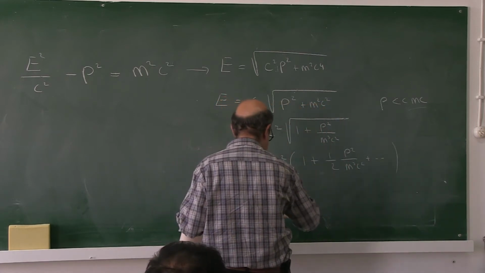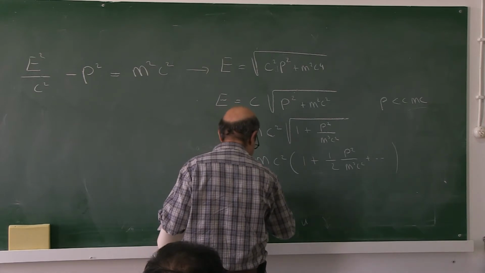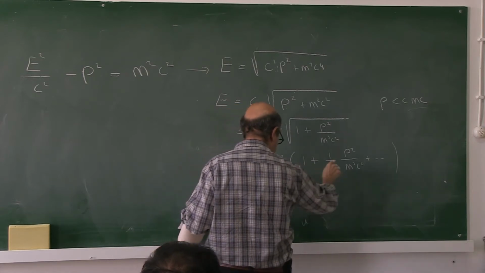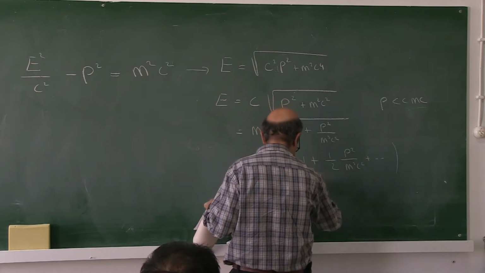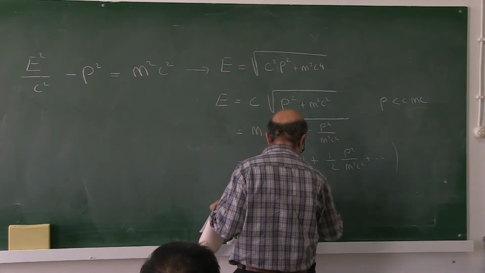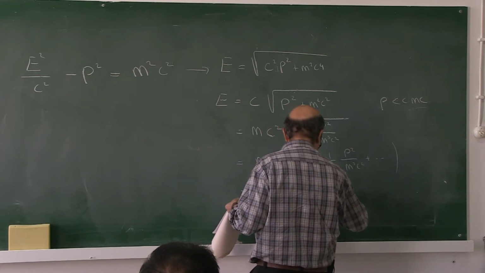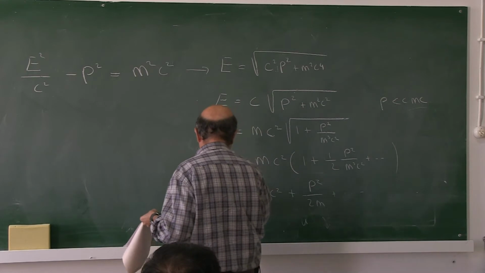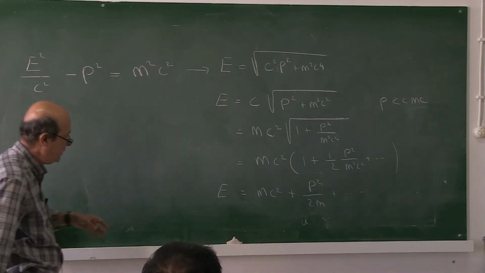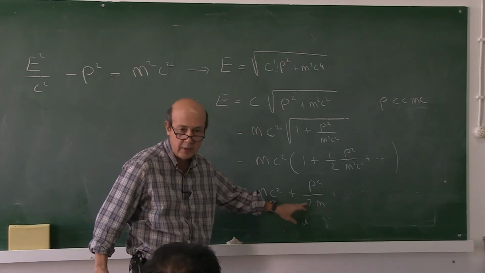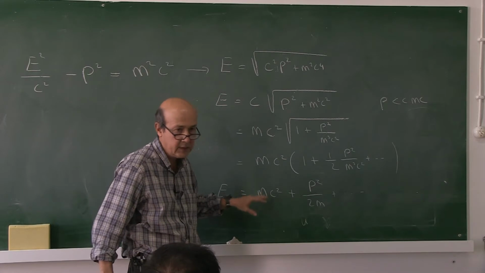So if you insert this, the mc square terms will be cancelled, leaving p square over 2m. And there are more other terms here. This will be the energy. So is this energy something we know? Yes, that is p square over 2m. There's the additional term here, but that is just a constant.